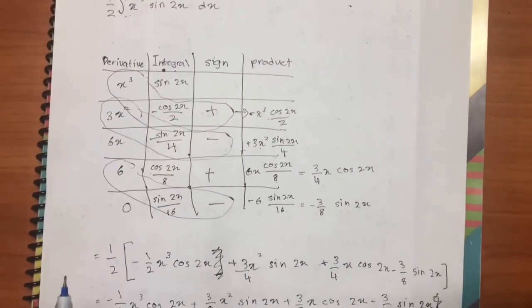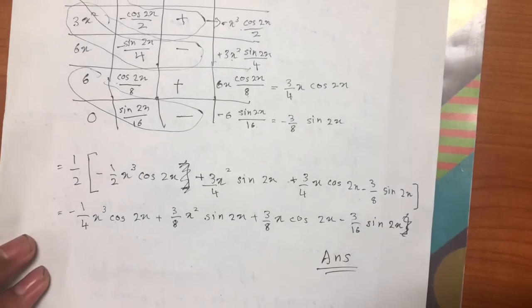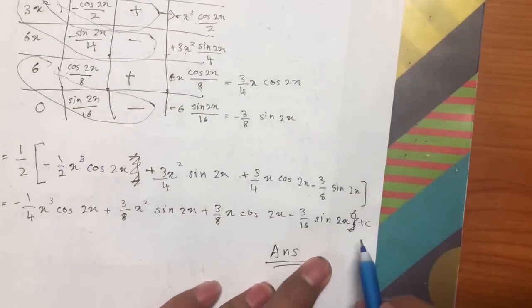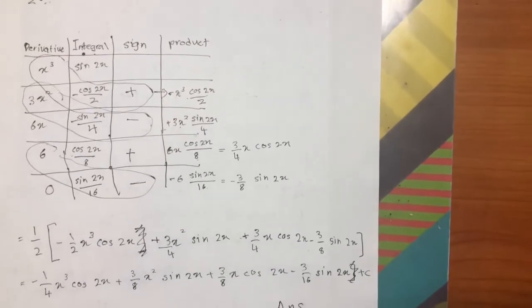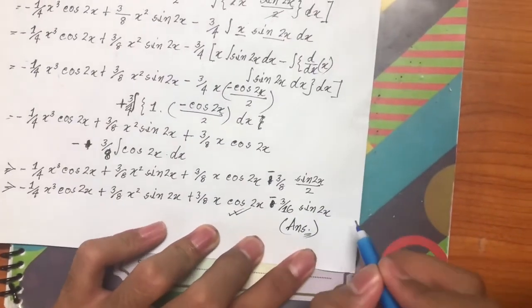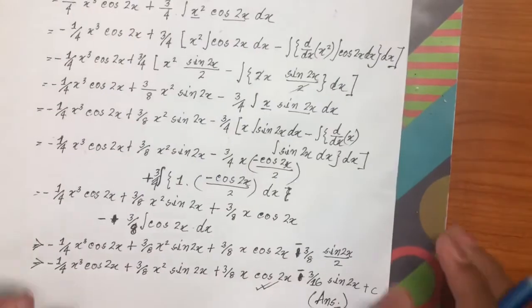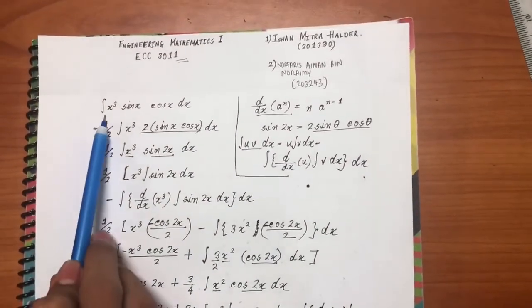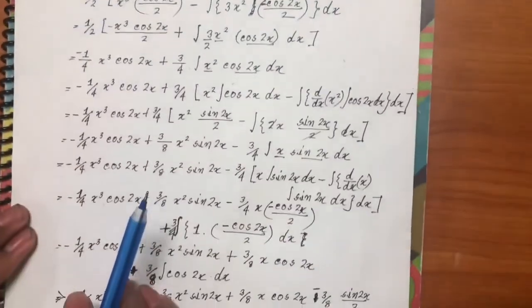To represent the specific answer of the question, you have to add plus c, the constant of the integral. And the answer for the previous method is also plus c. So for a question of indefinite integral, you must put plus c for the last answer.